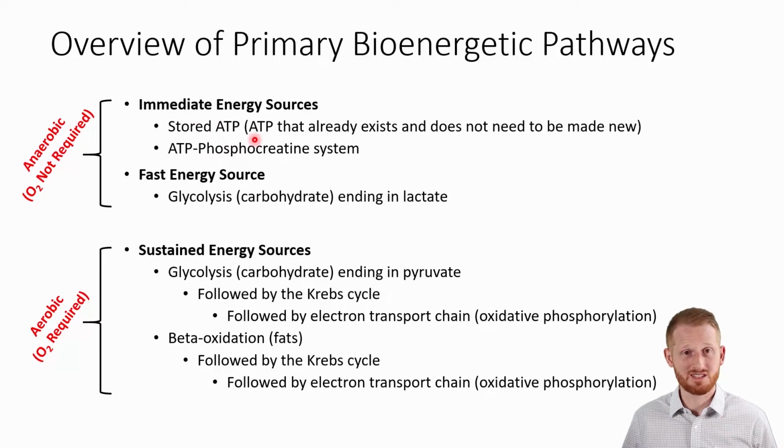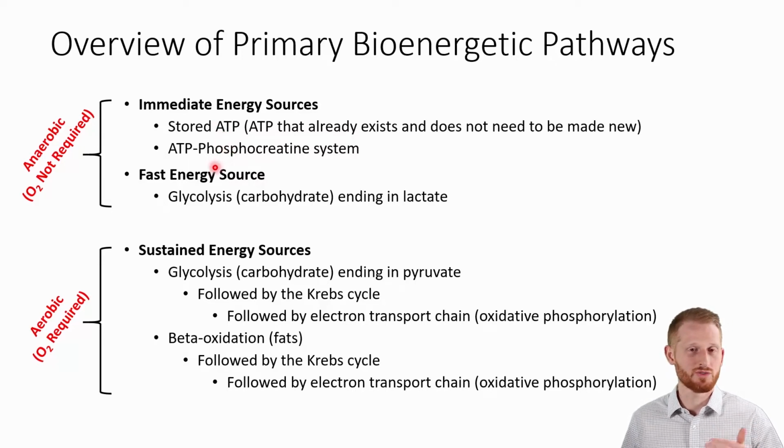So once the stored ATP starts to get used up, then we need to switch over to phosphocreatine as a way of creating the ATP. These together are our immediate energy sources because the stored ATP is the energy that's just sitting there, and the phosphocreatine system is a really, really fast, basically instantaneous system for recreating that ATP.